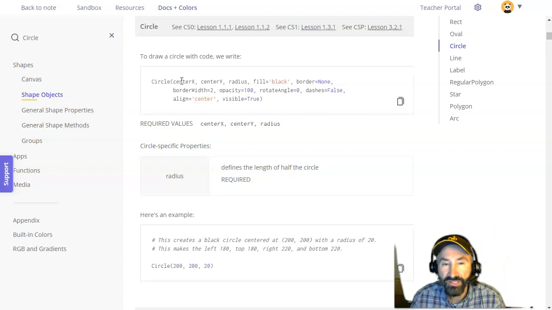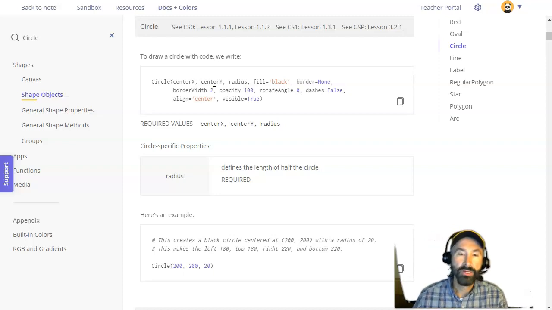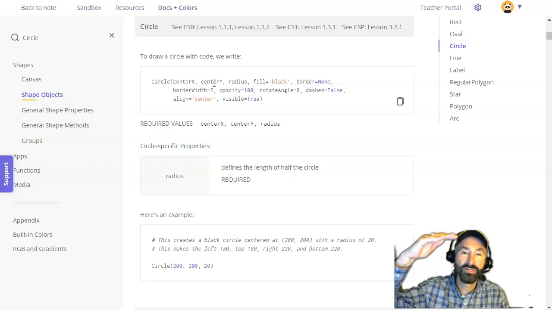Same thing is true with center Y, the second parameter for my circle function. If I say that center Y is a low number, it's going to be drawn close to the top of the canvas.